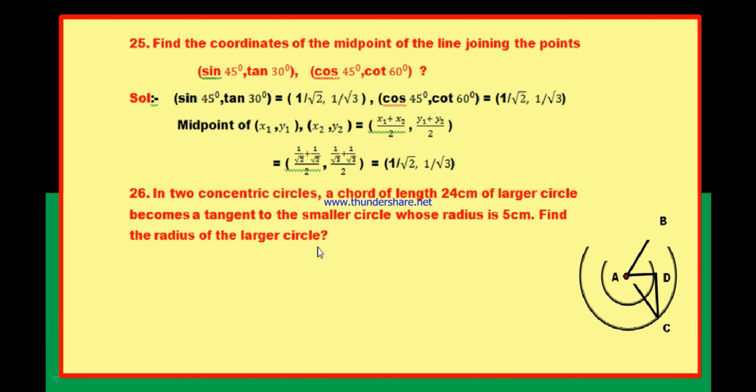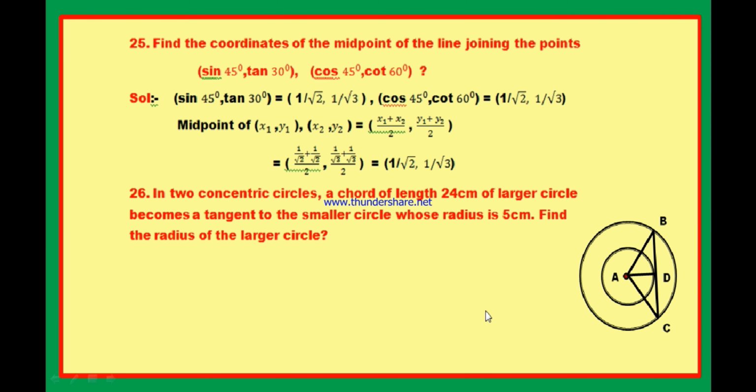Let us draw a diagram for this. Here, we have two concentric circles. This is the smaller circle and this is the outer circle or larger circle. Now the same point is the center for both. A is the center for both the circles and BC is a chord for the outer circle and at the same time it is a tangent to the inner circle. Now the length of BC is 24, then BD is equal to 12.